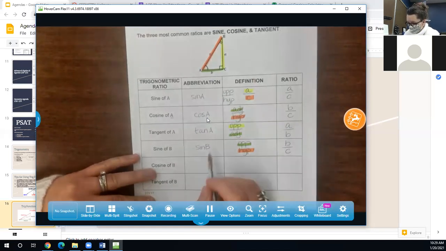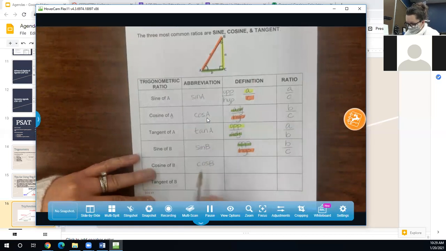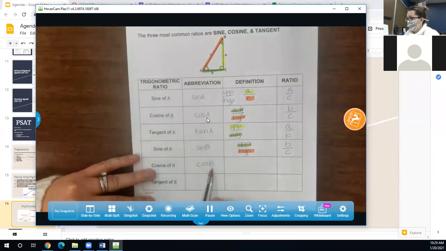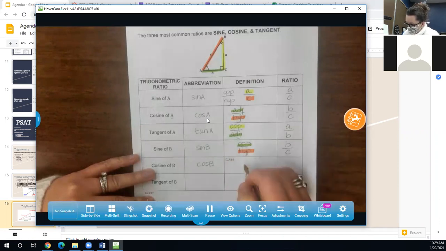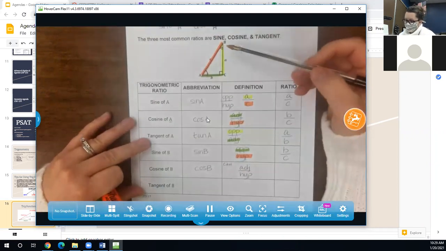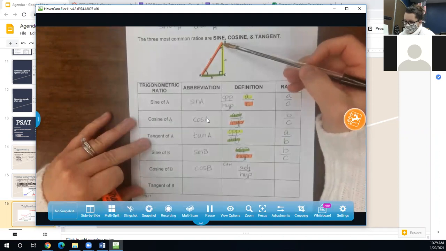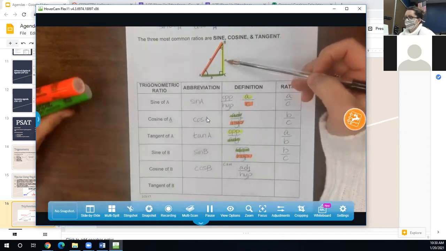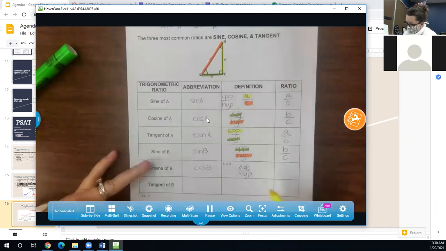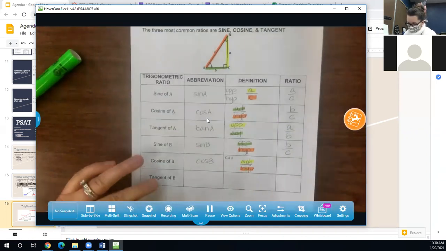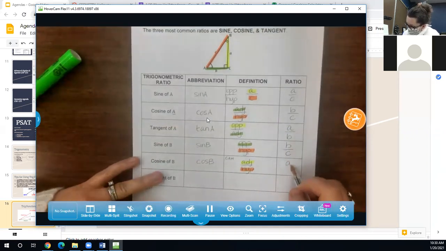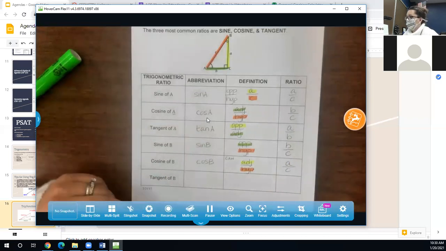All right, let's look at cosine of B. Abbreviated is cos B. Let's look at our definition. Cosine is adjacent over hypotenuse. So it's adjacent over hypotenuse. So let's look. It's going to be different than A because my next door neighbor for B is a, right? So next door neighbor is a. Hypotenuse stays the same. So my ratio here is a divided by c.